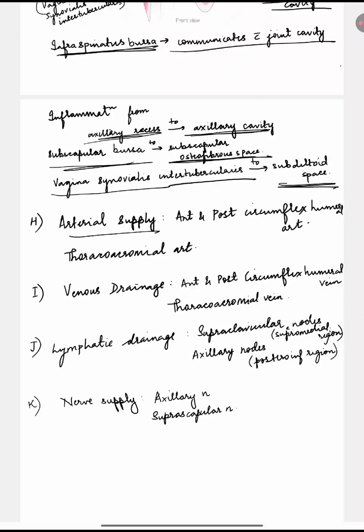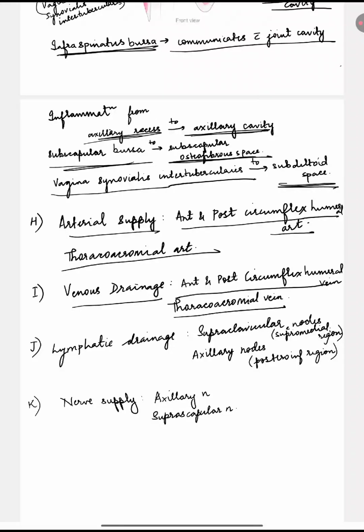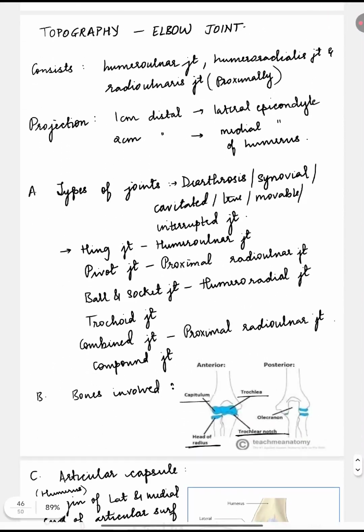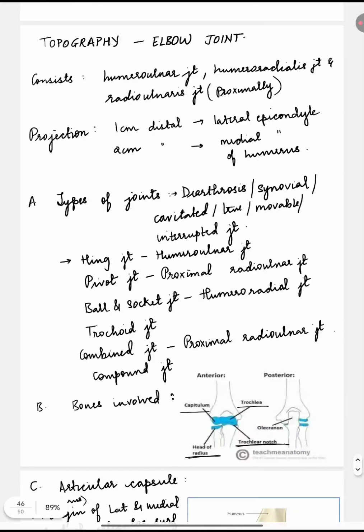Arterial supply is the anterior and posterior circumflex humeral artery and thoracoacromial artery. Venous drainage, anterior and posterior circumflex humeral vein and thoracoacromial vein. Lymphatic drainage, supraclavicular node and axillary node. Nerve supply is the axillary nerve and suprascapular nerve. Now next is the topography of the elbow joint.